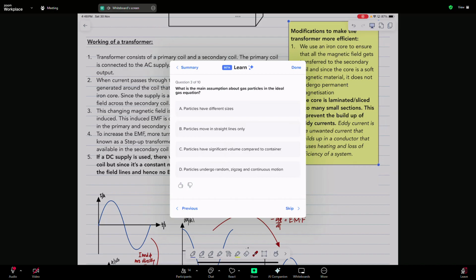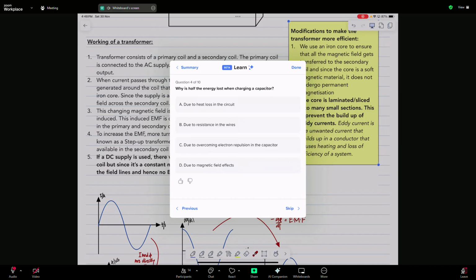What is the main assumption about gas particles in an ideal gas equation? Particles have different sizes, they move in a straight line only, particles have significant volume compared to the container, or particles undergo random zigzag motion? D. Yes, it's called Brownian motion. Achha. Why is half the energy lost when charging a capacitor? Remember the graph? QV, half QV, why? Yeah, due to overcoming electron repulsion from the capacitor. Okay.